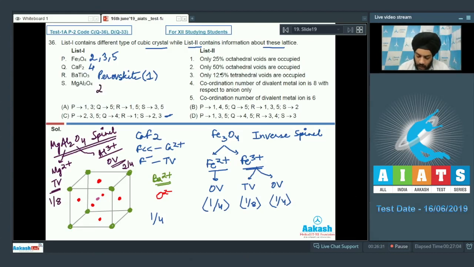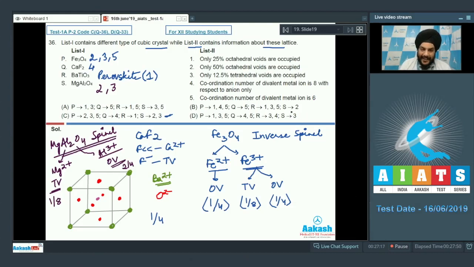If we talk about the third option now, only 12.5% tetrahedral voids are occupied. This is correct, students. This will be matched with S as only 1 out of 8 tetrahedral voids are occupied. So 3 will also be a match. If we talk about the fourth option, coordination number of divalent metal ion is 8 with respect to anion only. So this is incorrect, students. It is 4. The divalent metal cation in this case occupies the tetrahedral void and the coordination number in the tetrahedral void is equal to 4. So 4 will not be a match. And if we talk about the last option now, coordination number of divalent metal ion is 6. So this is also incorrect, students. We had already seen that the coordination number of divalent metal ion was equal to 4.